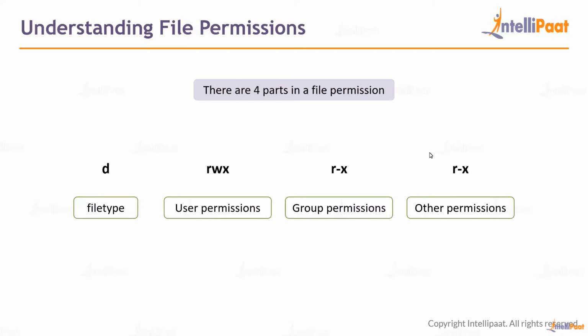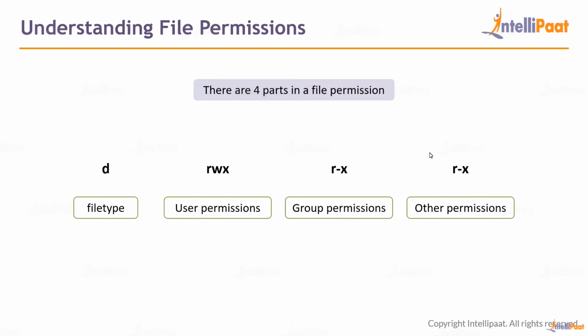So now you have 4 different parts in a file permission. The first part is the file type. If it is a hyphen, a dash, then it is a normal file. It can be any file with any extension, but it is a file. But if there is a d in front of it, basically it is a directory. It is not a file, it is a directory or a folder under which you can create multiple files or other directories.